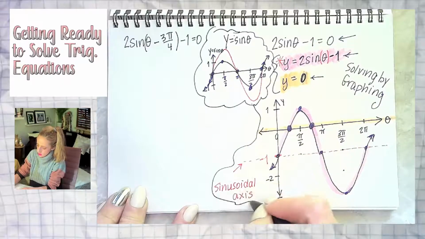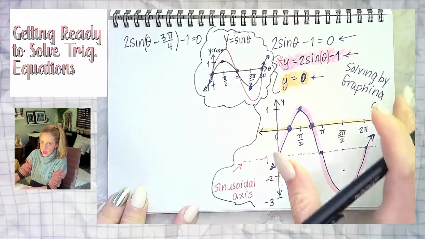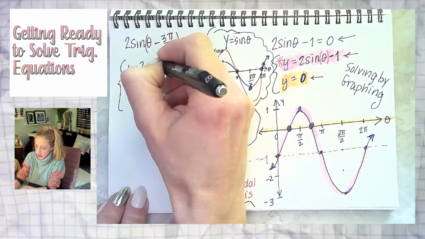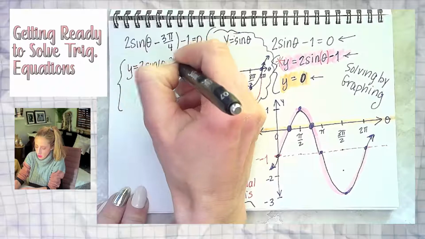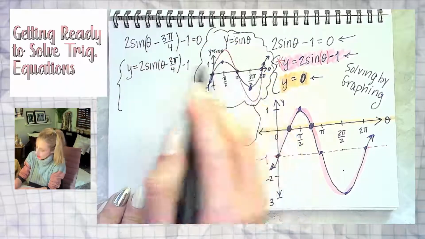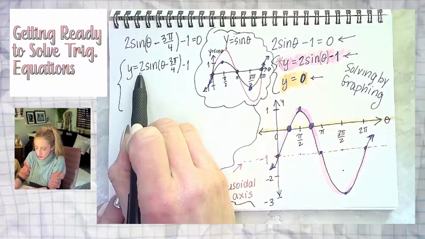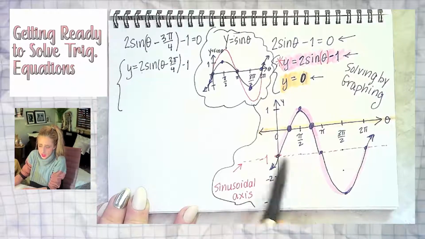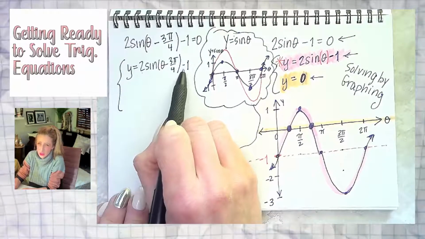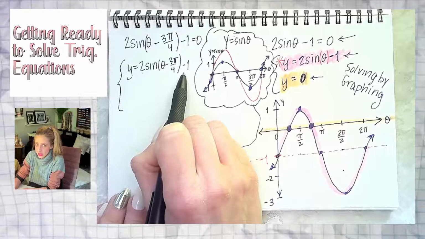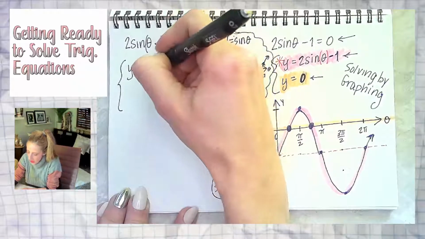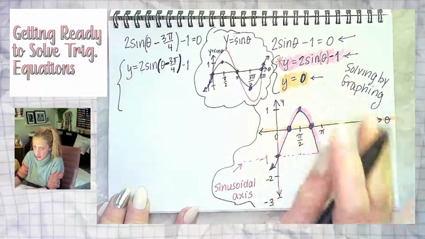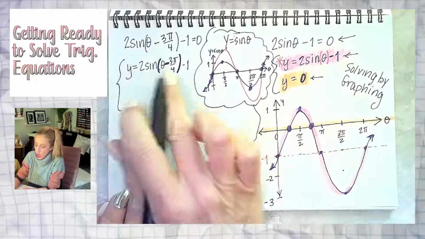Here is the more basic example as a system. I could do this as a system, y equals 2 sine of theta minus 3 pi over 4 minus 1. I still have a vertical stretch of 2. That red stretch that I did on here, I also still have it shifted vertically or down 1 unit. That's the same, but I have an extra transformation inside of my parentheses. I was foreshadowing that change over here.